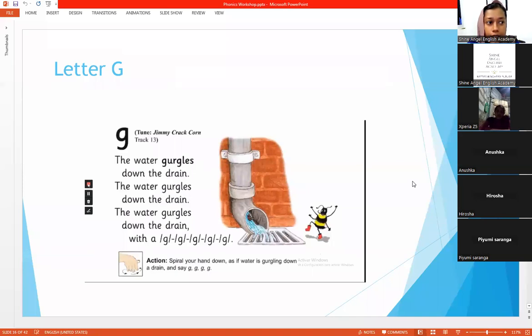Okay, the next one is letter G. The water gurgles down the drain, with a g, g, g, g, g. It's like the water is going in that scene, right? When the water goes in the drain, it has a swirl. It spirals down. So you're going to spiral your hand.